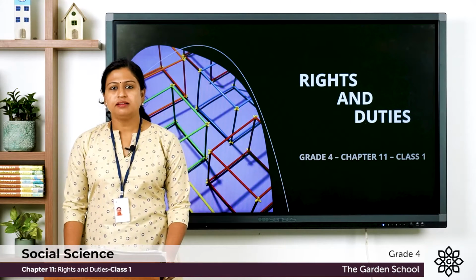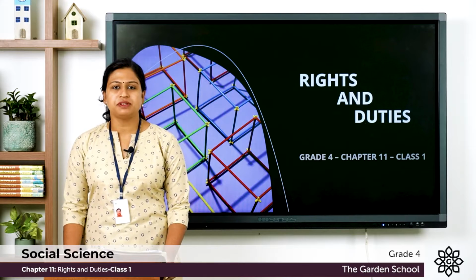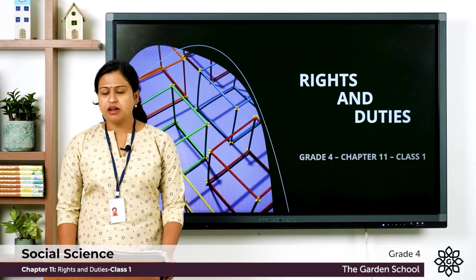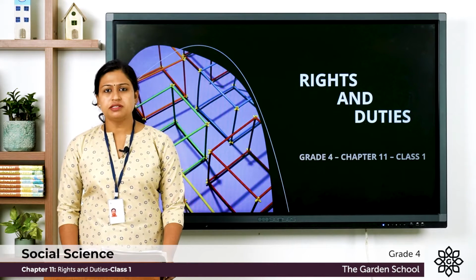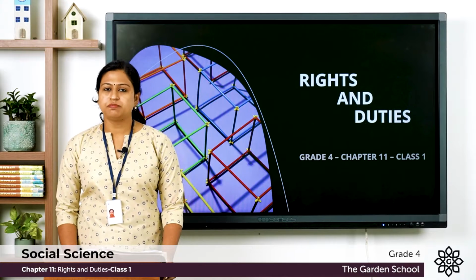Today we will be starting with the new chapter, chapter number 11, and the name of the chapter is Rights and Duties. So here we will be covering these 4 points. First one, importance of the Constitution, fundamental rights, fundamental duties, directive principles of the state policy.